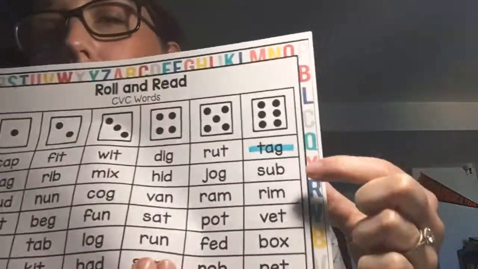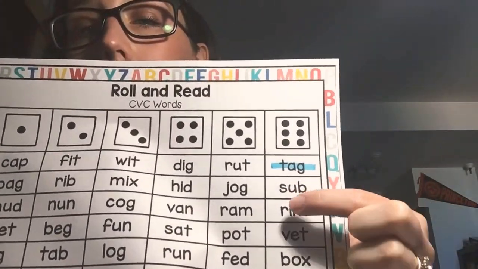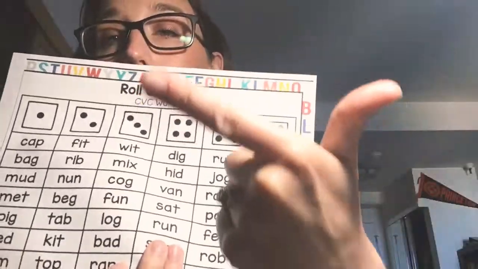And let's say I land on a six again. Well, I don't want to read tag another six times, so I'm going to read the next word. The next word is sub, sub, sub, sub, sub, sub. Now I can highlight that word. And you'll keep playing until you highlight all of the words on your page.